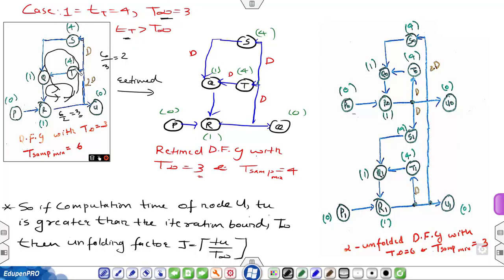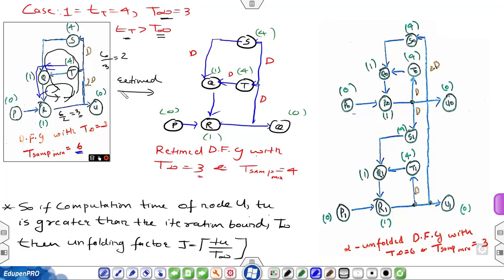The computation time of node T, that is 4, is greater than the iteration bound. And T sample for this DFG is 6. This is the critical path, the path with no delay elements. So 4 plus 1 plus 1. So the critical path is equal to T sample minimum, which is 6.